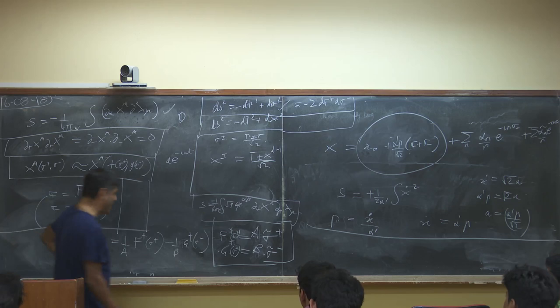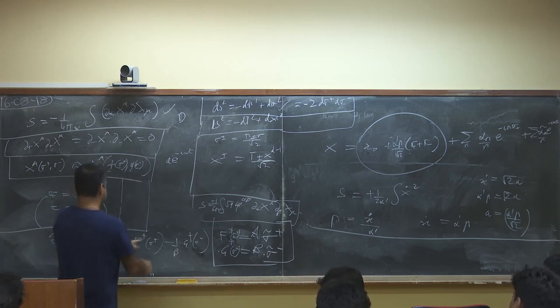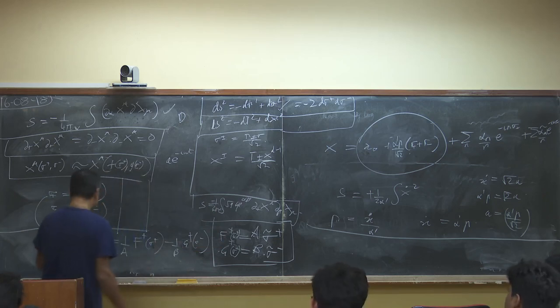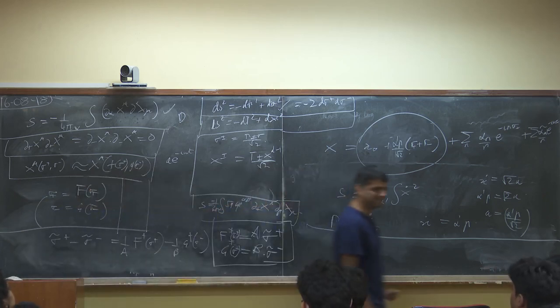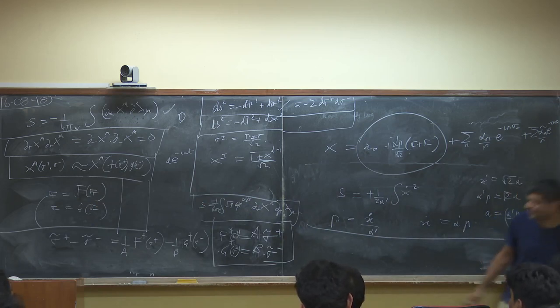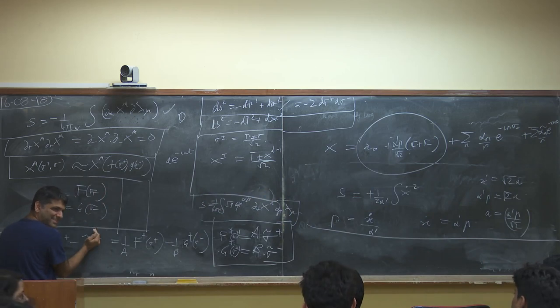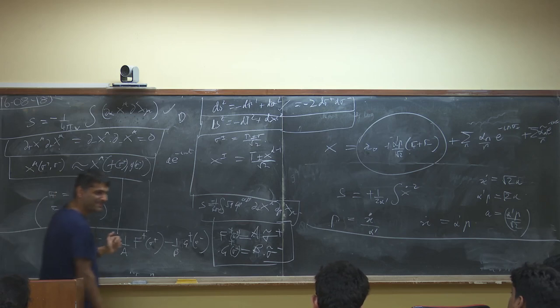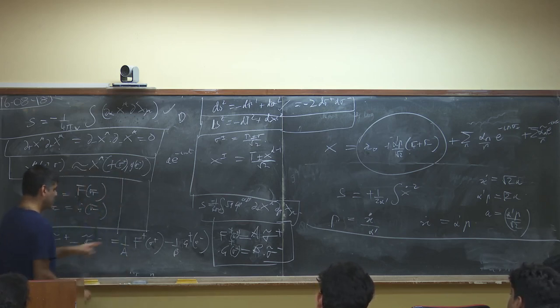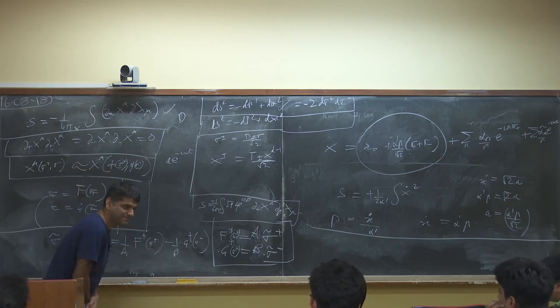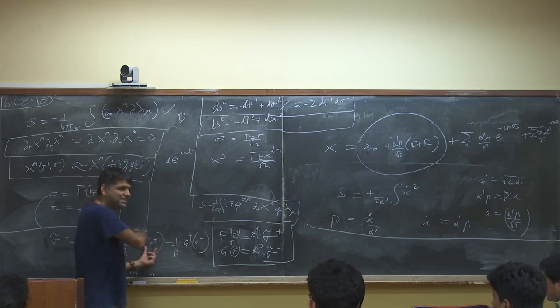Now I want to check whether as sigma goes to sigma plus 2 pi, sigma tilde also goes to sigma tilde plus 2 pi. Whether this quantity here. We have to do this to confirm that it's working. Okay, so let's see when that will work. Suppose I take sigma goes to sigma plus 2 pi. The periodic part just doesn't change.